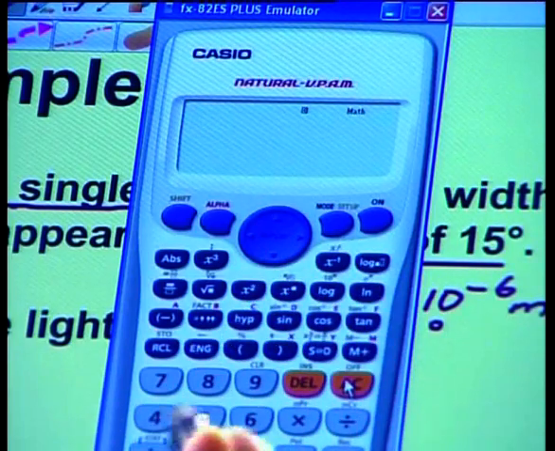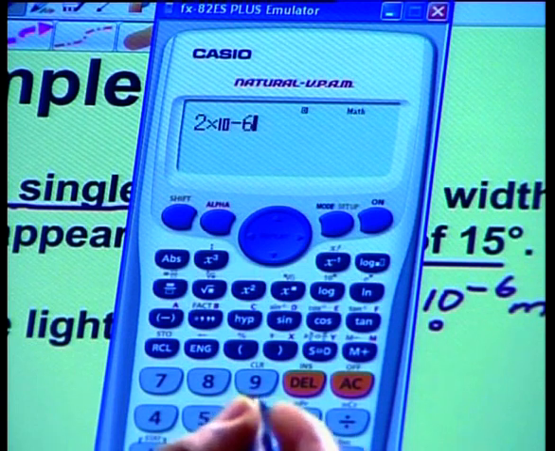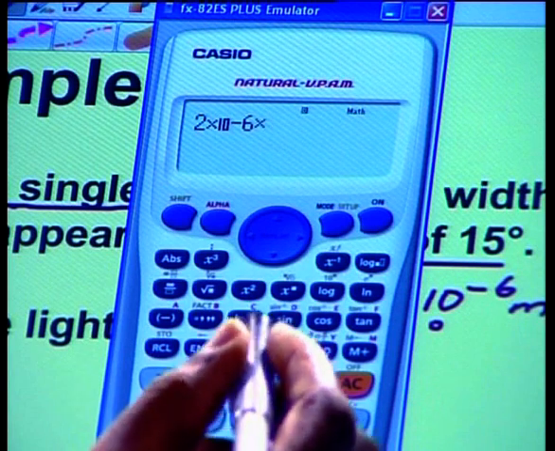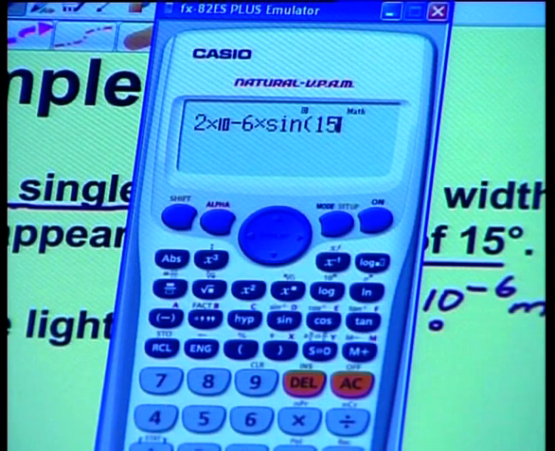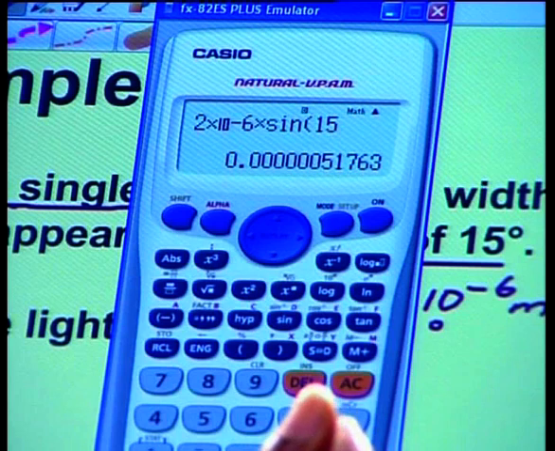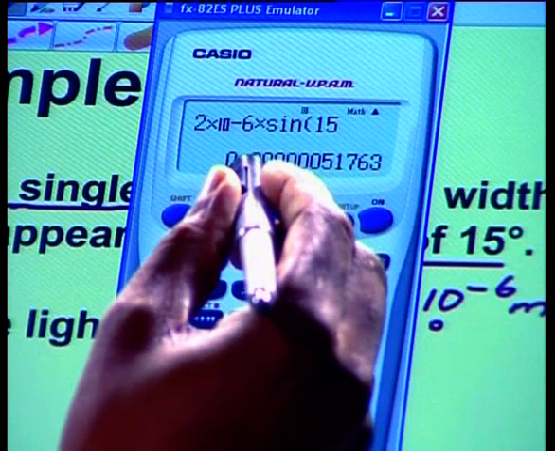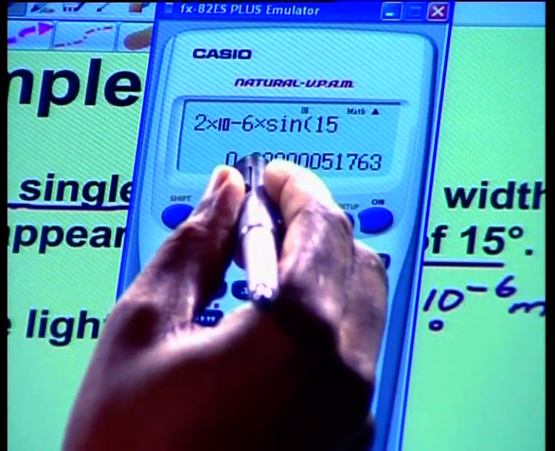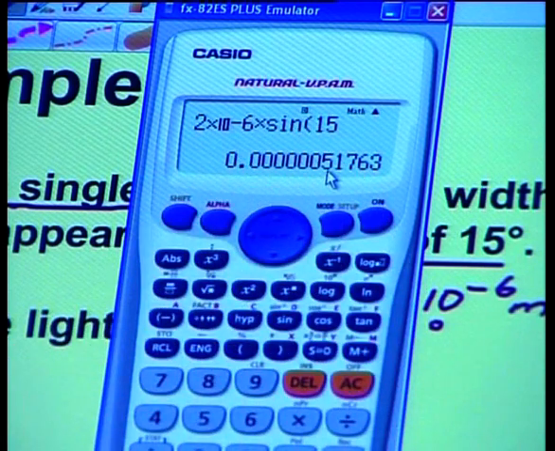Let's quickly use a calculator to work out the answer. Now, we have lambda equals 2 times 10 to the minus 6 times sine of 15 degrees. And let's see what the answer is. Lambda is very, very small, and let me count how many zeros are here. Just after the comma is 1, 2, 3, 4, 5, 6, 7. So that will be 5.18.